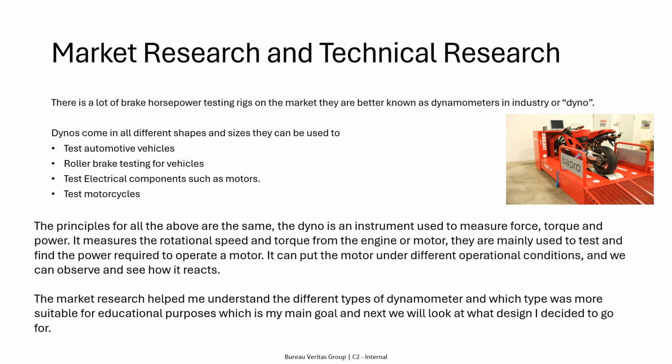The dyno is an instrument used to measure force, torque and power. It measures the rotational speed and torque from the engine or the motor. They are mainly used to test and find the power required to operate a motor. It can put the motor under different operational conditions, and we can observe and see how the motor reacts and get the data that we need from the tests.